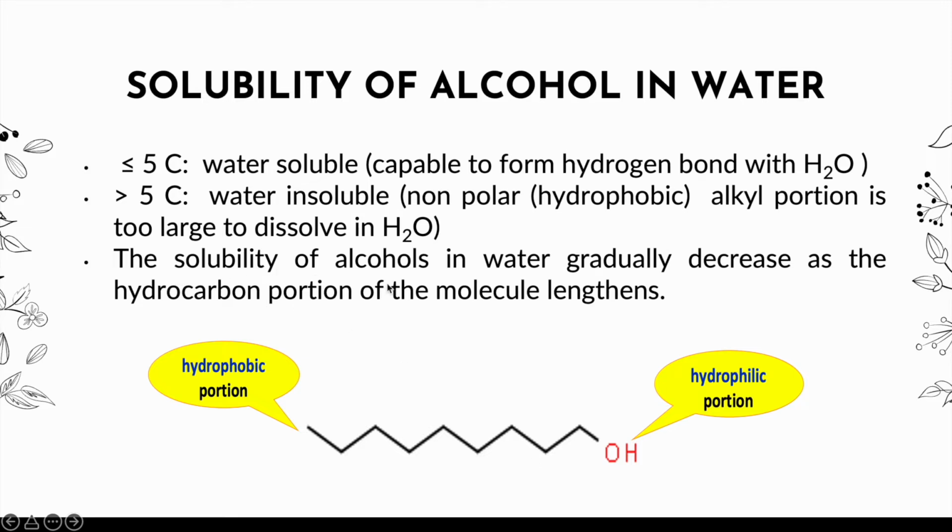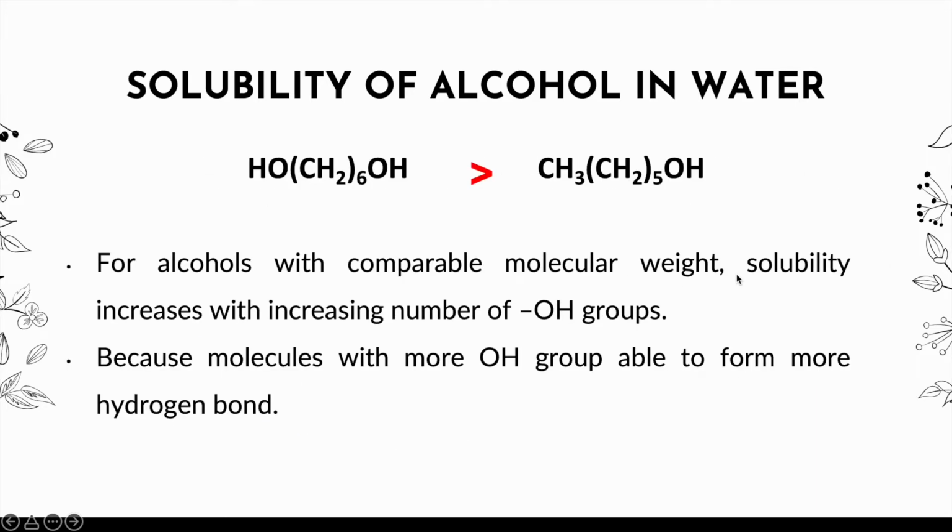The solubility of alcohols in water gradually decreases as the hydrocarbon portion, or hydrophobic portion, of the molecule lengthens. Means if you have more carbons, the solubility of alcohol in water will decrease. Here, a diol with 6 carbons and 2 OH groups, and here 6 carbons as well, but only 1 OH group. The alcohol which has 2 OH groups is more soluble than the alcohol which has 1 OH group only.